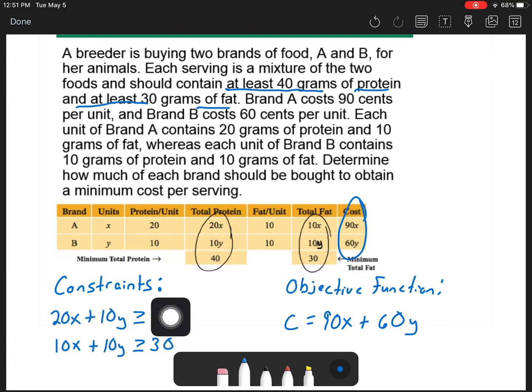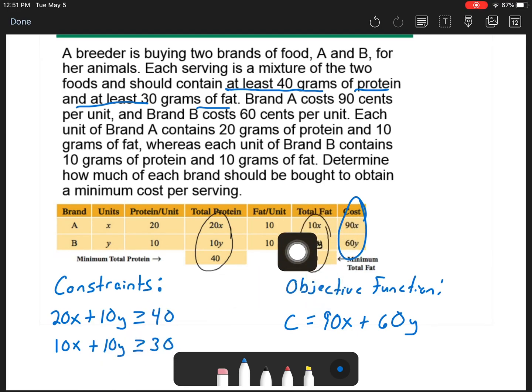So looking here, the constraints. All right, so the constraints have to do with our minimum values we have to have. So total protein, using brand A, which was X, there was 20 grams per unit of protein, and with brand B there were 10 grams per unit. So that was our 20X plus 10Y, and we know that it has to be at least 40 total grams of protein. So that means greater than or equal to, okay, minimum. So it has to be greater than or equal to 40 grams.